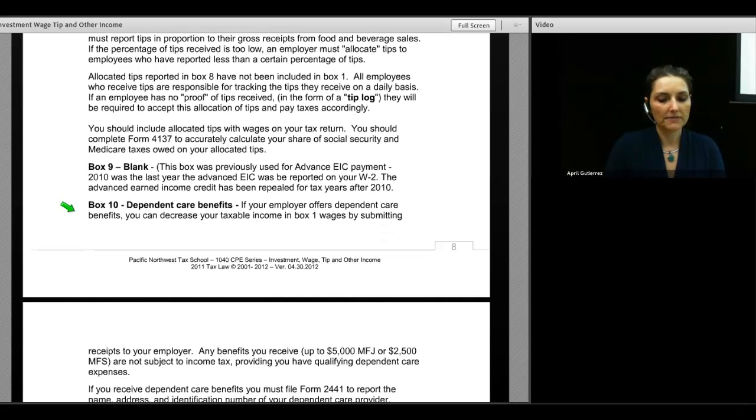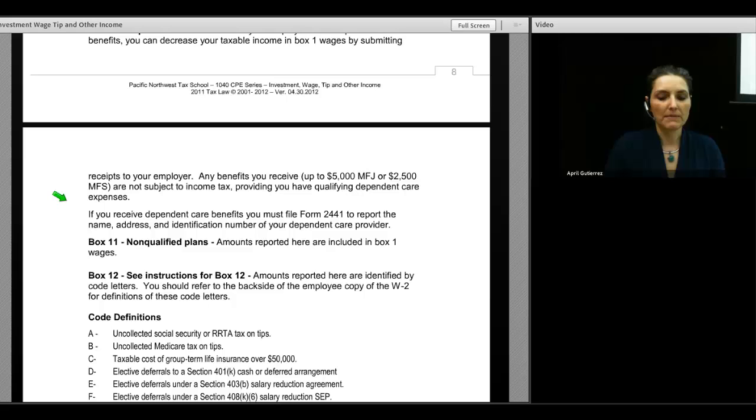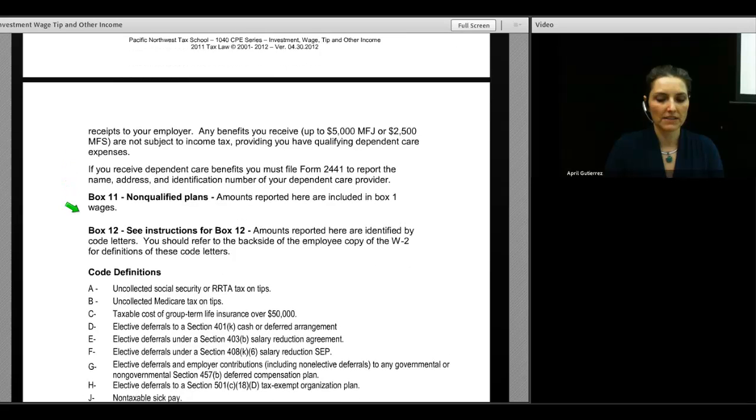Dependent care benefits. If your employer offers dependent care benefits, you can decrease your taxable income in Box 1 of your W-2 by submitting receipts to your employer. Any benefits you receive up to $5,000 if filing joint or $2,500 if filing separate are not subject to income tax, providing you do actually have qualifying dependent care expenses.